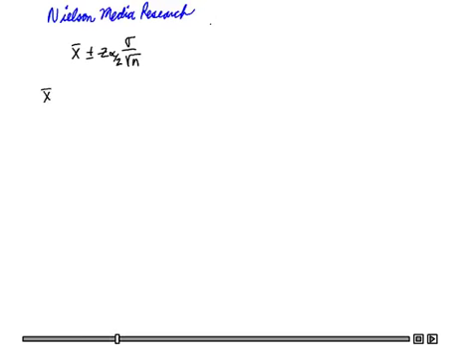The sample average, x bar, is given as 8.5 hours. Our sample size that we got that from is 35. Our standard deviation was the population, so it's sigma, and that was given at 3.5 hours.